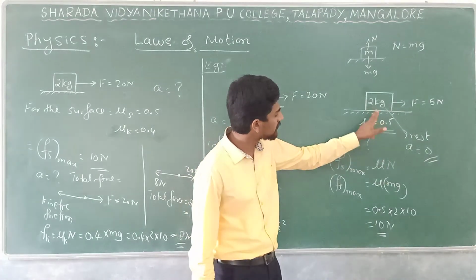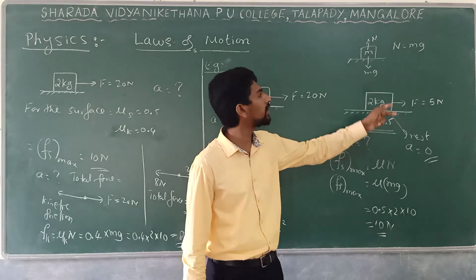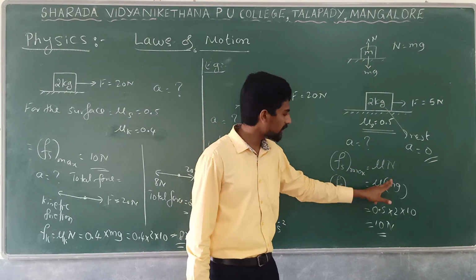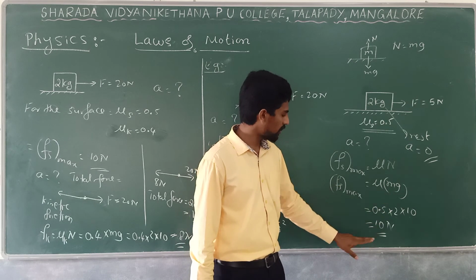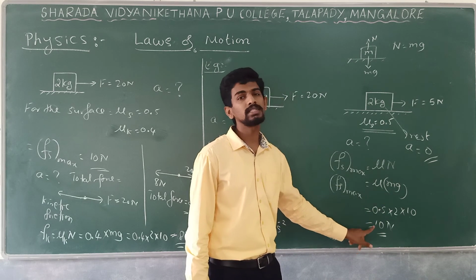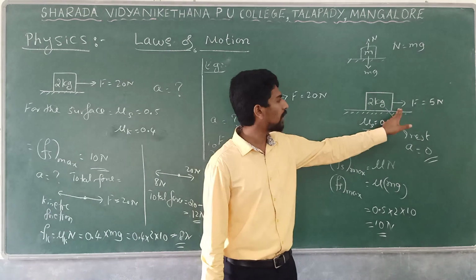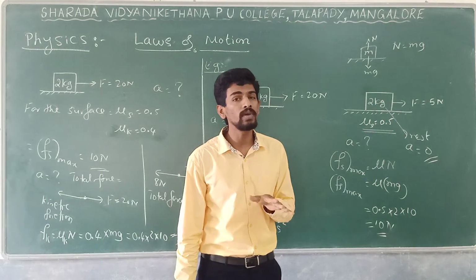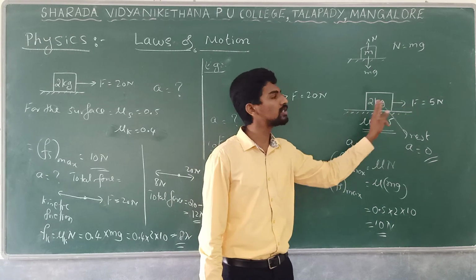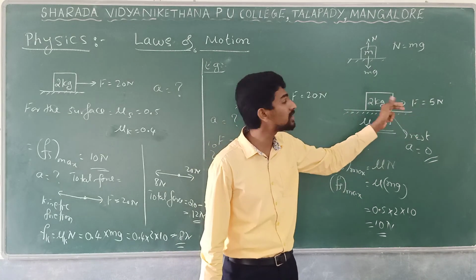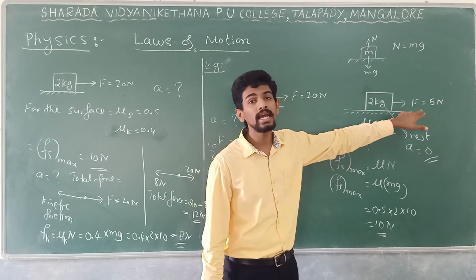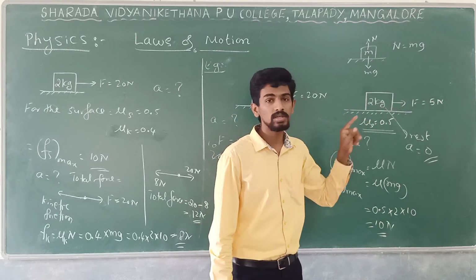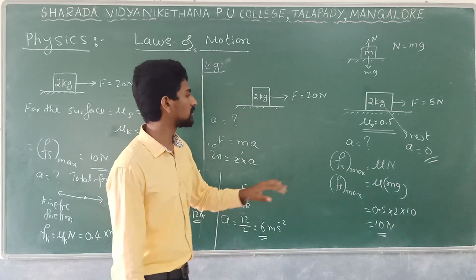In this case N is mg, since you can take upward force equal to downward force. So all the values are given. The maximum frictional force is 10 Newton. If the applied force is less than 10 Newton, it is not moving. If this is 0, this is 0. If this is 1, this is 1. This is 5, this is also 5. This is 10, this is also 10. Then also it is not moving. If it is more than 10, then only it is moving. Understood?